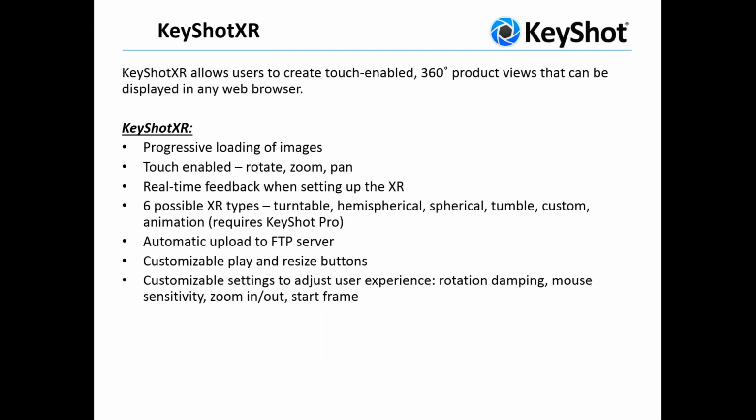KeyShot XR allows us to create touch-enabled 360-degree product views that can be displayed in any web browser. It's a progressive loading of images. It's touch-enabled for rotating, panning, zooming, with real-time feedback when setting up the XR. There's 6 possible types: turntable, hemispherical, spherical, tumble, custom, animation. Requires, of course, KeyShot Pro. Automatic upload to the server, customizable play and resize buttons, and customizable settings to adjust the user experience.